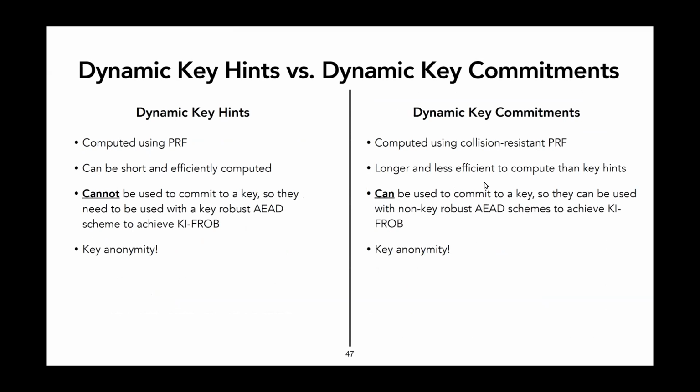Dynamic key commitments alternatively are computed using a collision resistant PRF and are longer and less efficient to compute than key hints. However, they can be used to commit to the key, so you can safely use a non-key robust AAD scheme with them. Both approaches do provide key anonymity.